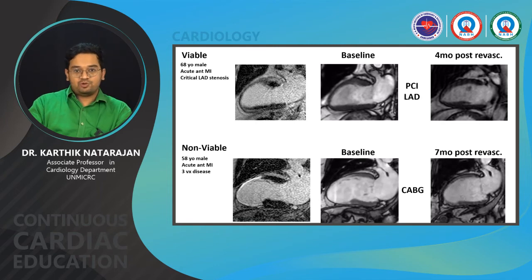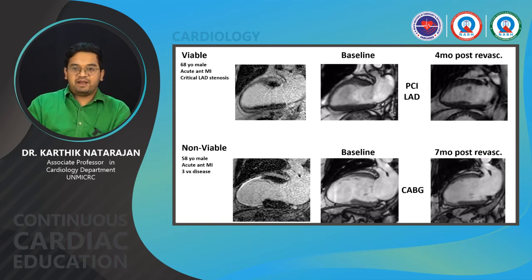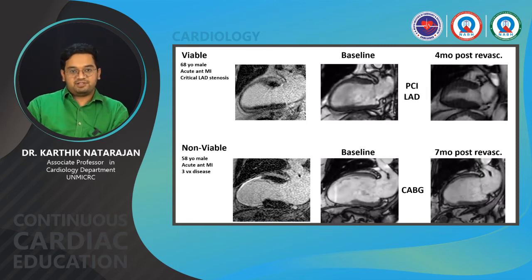The baseline angiogram shows that there is a large scar in the anterior, the apical and the anterolateral territories. This patient, although he underwent a CABG, 7 months post revasc, you can see that the dysfunction still persists.